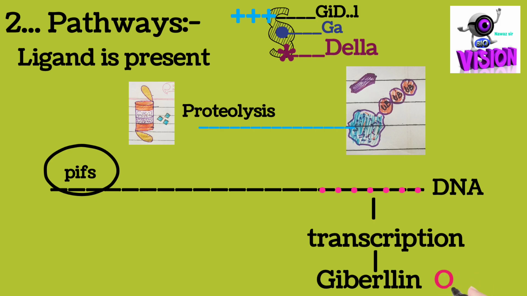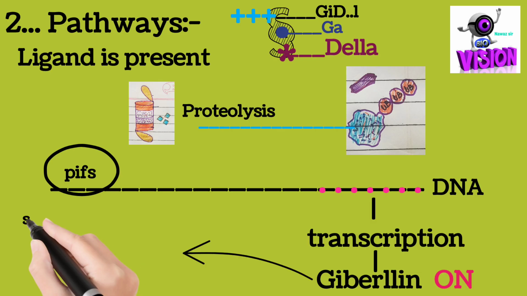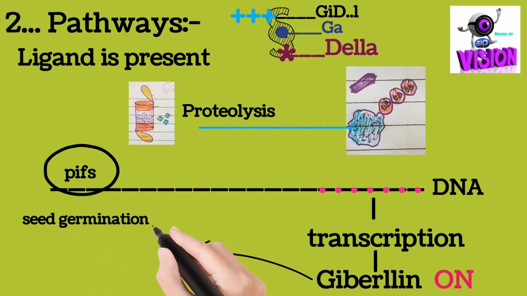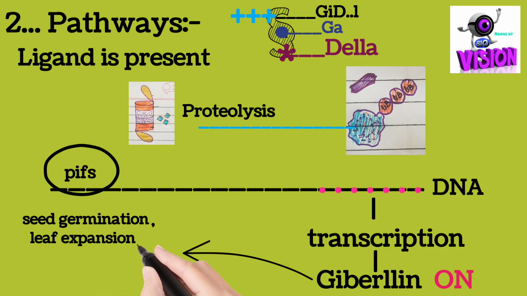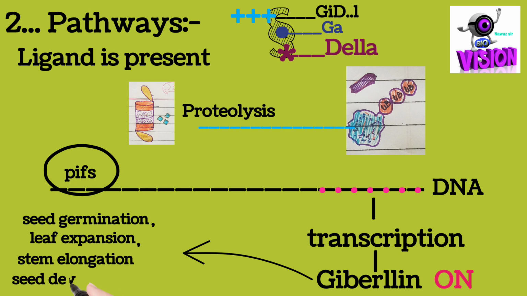After gibberellin formation, physiological activities take place. Some physiological activities of gibberellin include: it helps in seed germination in the plant body. It performs the function of leaf expansion. We can also add that it helps in stem elongation and seed development. These are some important functions of gibberellin.